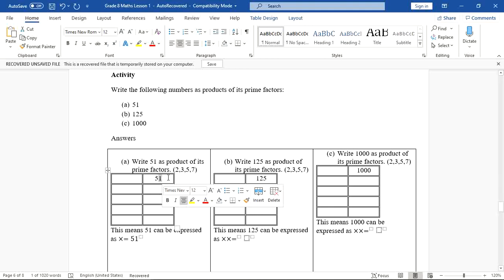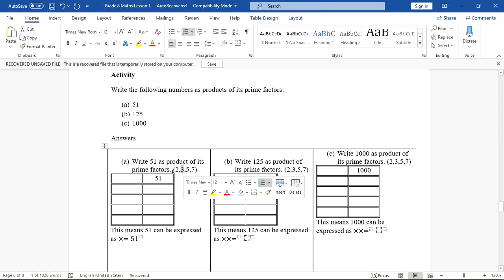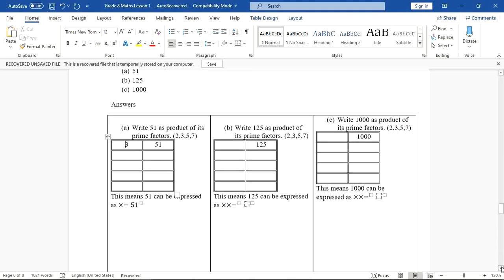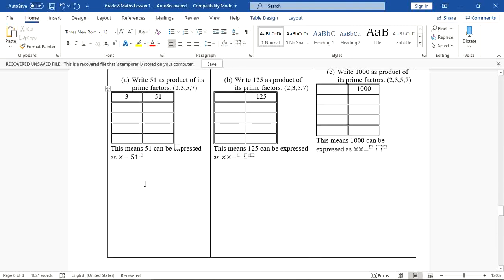So we go to the next prime factor, number 3. Can 3 divide into 51? Yes, it can, because if you take 5 plus 1, you get 6, and 6 is a multiple of 3. So 3 can divide 51. Now we need to find how many times 3 can go into 51. Remember that in paper 1, you are not supposed to use any calculator. So you can break up 51. 51 is made up of 30 plus 21. And 3 can go into 30 how many times? 10 times.